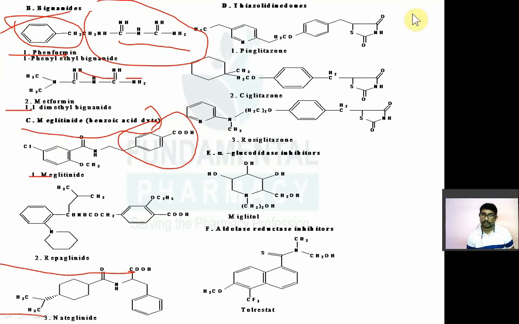nateglinide is there. Then thiazolidinediones: first pioglitazone, then rosiglitazone. Then the alpha-glucosidase inhibitors include acarbose, miglitol and voglibose. The structure of acarbose is very complicated and is a very big structure for one cell, so it is not taken. This is miglitol. And the aldose reductase inhibitor is another one. Plus, this is nothing but the medicinal chemistry of your anti-diabetic drugs.